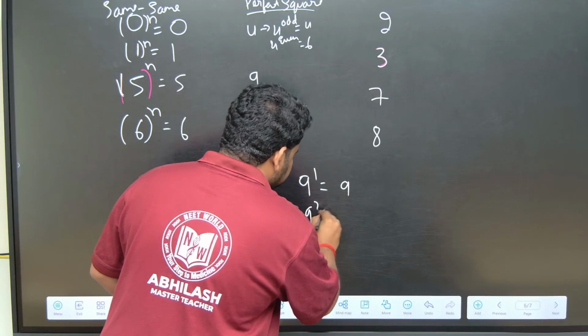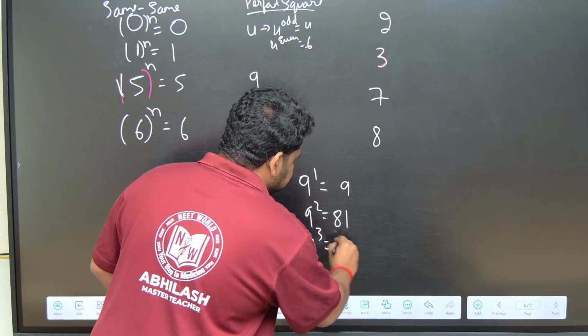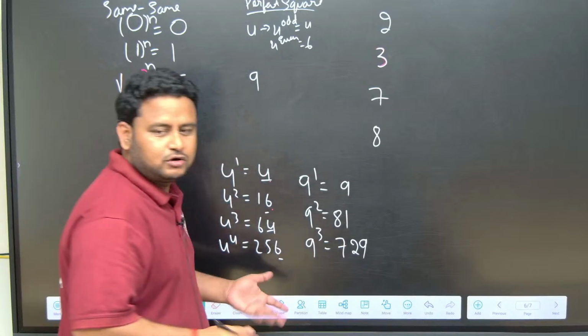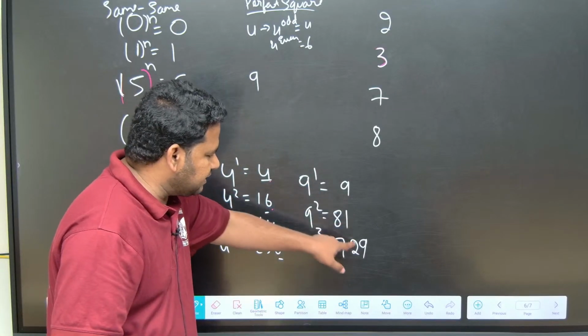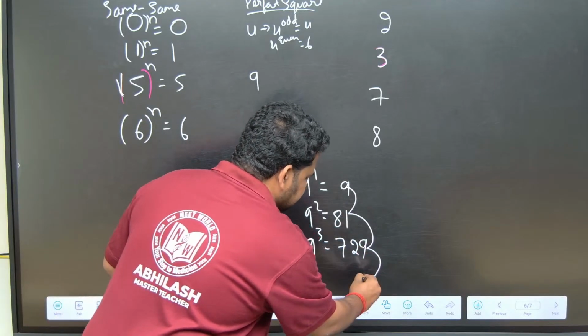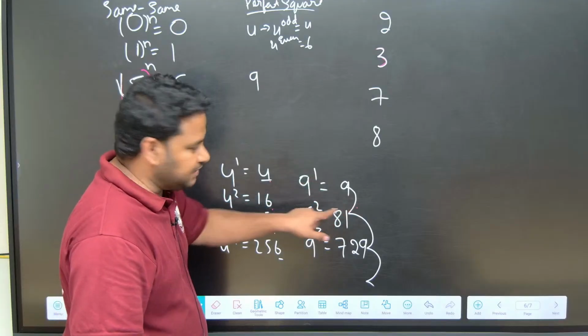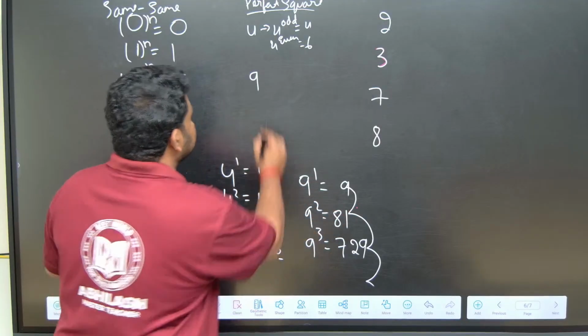9 to the power of 2 is 81. 9 to the power of 3 is 729. 9 to the power of 4, I don't know, not required. But 9, 1, 9, again 1 will come. So 9, 1, 9, 1, again 9, 1, again 9, 1. So the pattern is what? 9, 1. So 9 to the power of odd is 9. 9 to the power of even is 1. So I can write it as what?